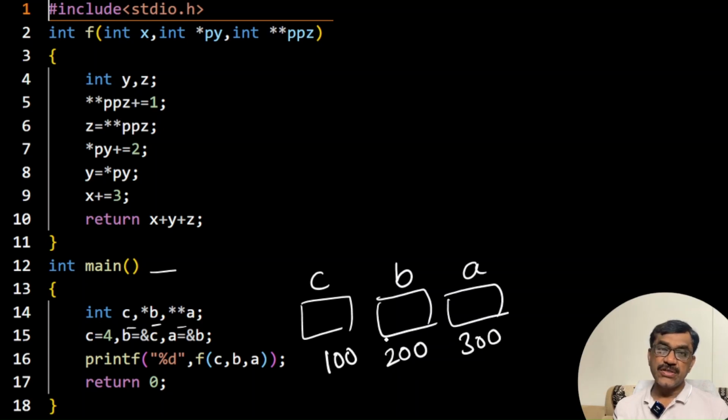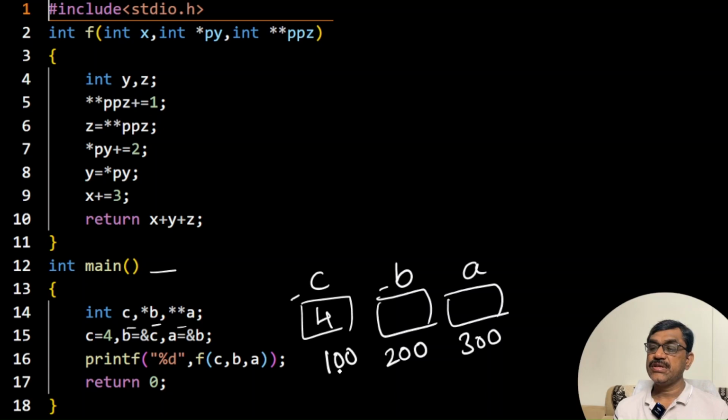If you identify these three variables, the first variable C is an ordinary variable, B is a pointer, and A is a pointer to pointer. Why? Because in the declaration part, whenever we declare using star star, it indicates a pointer to a pointer. Now, C equals how much? 4. So the value of C is 4. Now B equals ampersand of C. That means the address of C is stored in B.